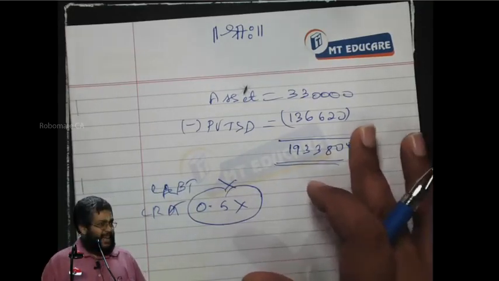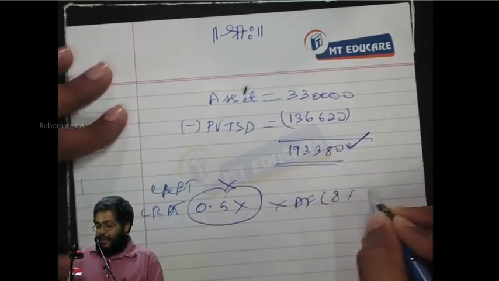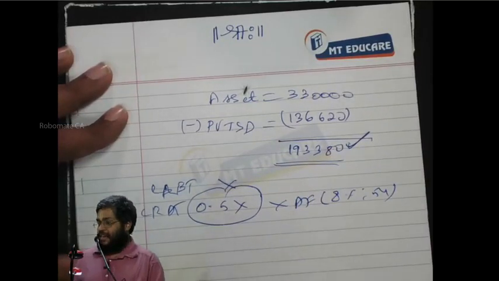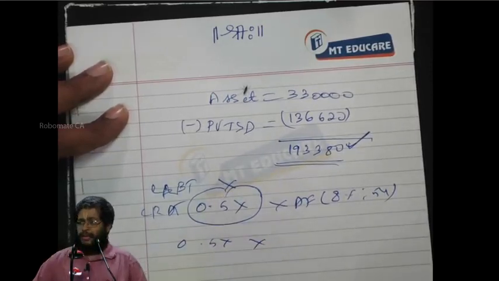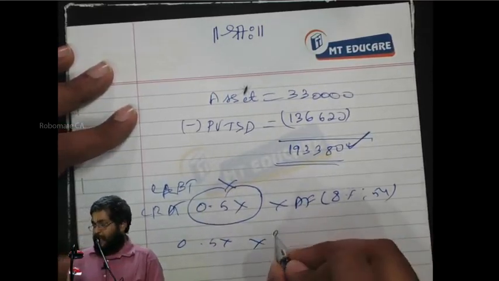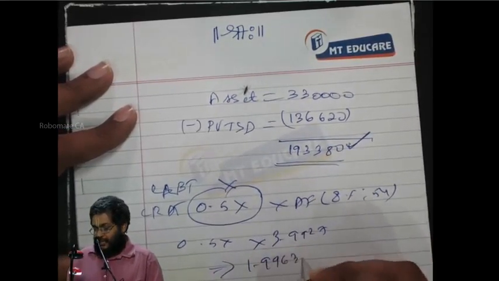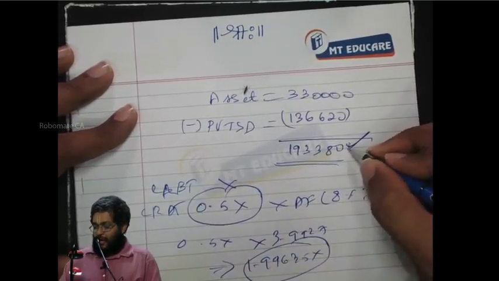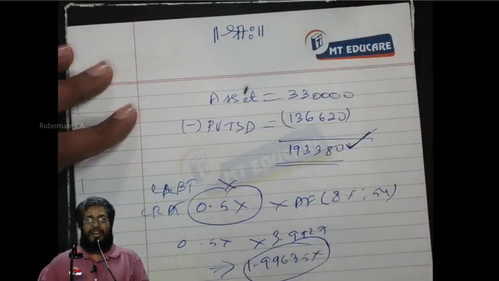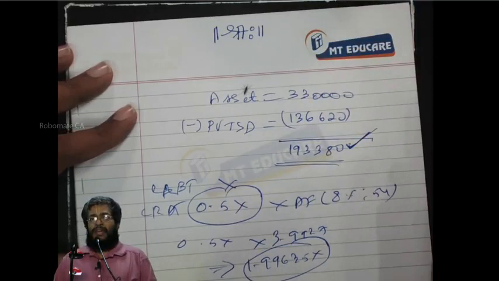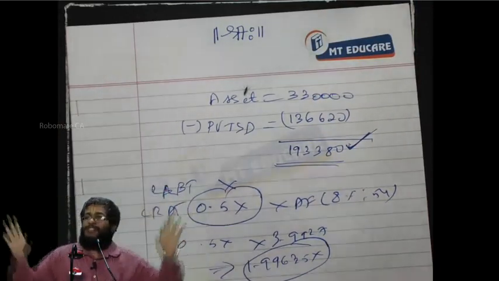No, because these numbers have different time values. I multiply the 0.5x with the annuity factor at 8% for 5 years. Can I accept that? Now, this is nothing but 0.5x into the annuity factor, 8% 5 years, which is 3.9927. I get the number as 1.99635x. This should recover what? 1,93,380. So we fix the lease rental as how many rupees here? 96,867. Up to this, those who understood, raise your hand.